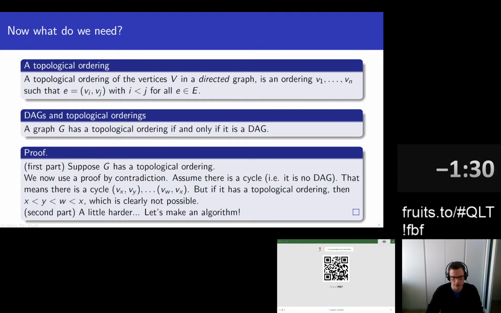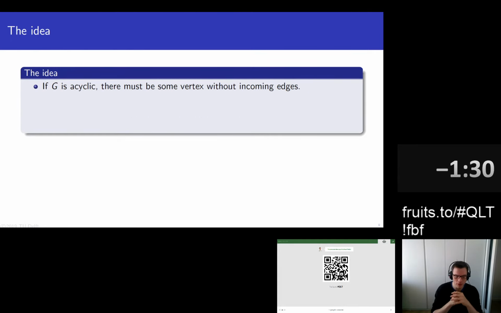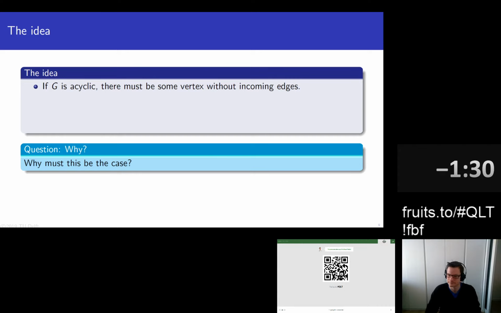We've shown that. Now the other part: if it's a directed acyclic graph, it must have a topological ordering. That's going to be a bit trickier because, given a directed acyclic graph, I need to construct a topological ordering. So let's first think of an algorithm that can do this for us. What could we do? It starts with one basic observation. If there are no cycles in the graph, there must be a vertex somewhere in the graph that has no incoming edges. Why is that? Why must there be at least one vertex without any incoming edges if the graph is acyclic?